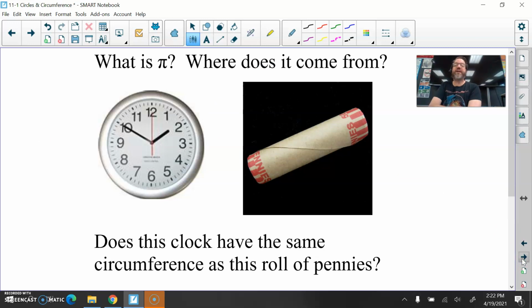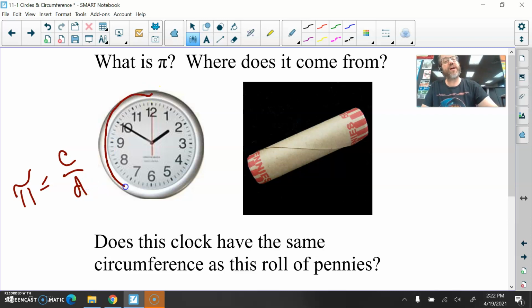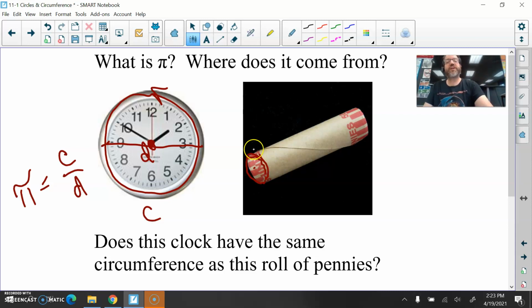Okay, so what is pi again, and where does it come from? Well, again, pi is that common ratio found by taking the circumference of the circle and dividing it by its diameter. Take the distance around this clock, if you measured that distance, and divide it by the distance across the clock at its widest point. Okay, that circumference divided by this diameter will equal 3.14. In a roll of pennies, if you look at the end cap here, it's in the shape of a circle too, isn't it? And if you took its circumference and divided it by its diameter, it will also equal 3.14.